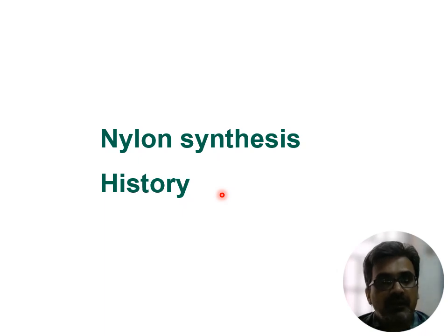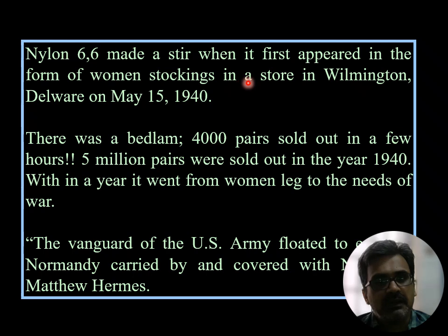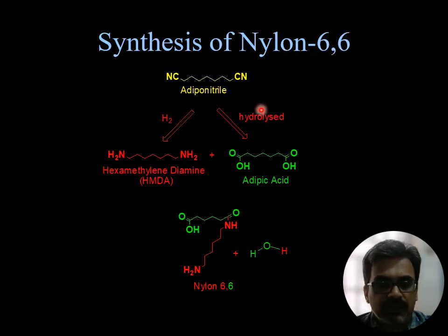the first condensation polymer, which is nylon, and its history. Nylon 6 was where it all started, the birth of nylon, when it appeared in the form of women's stockings. This is how it can be synthesized.